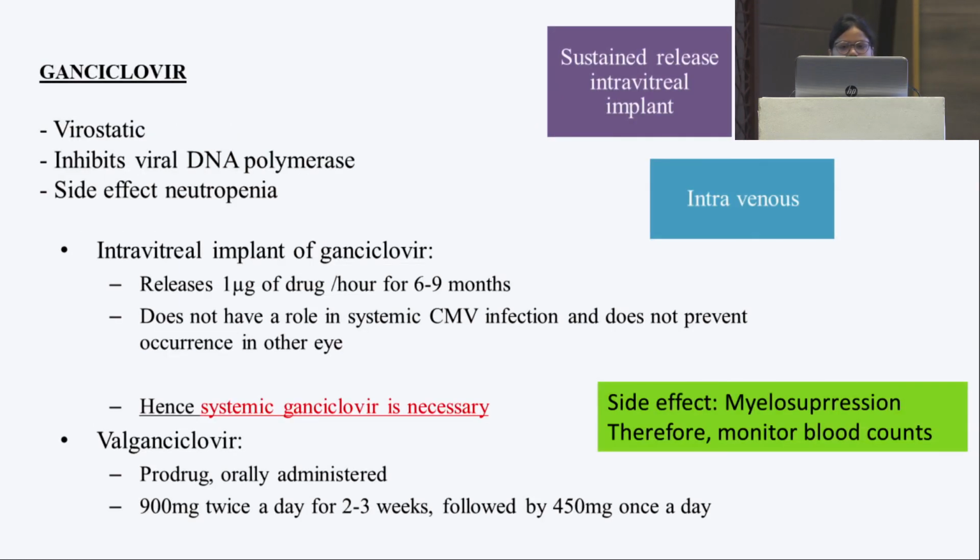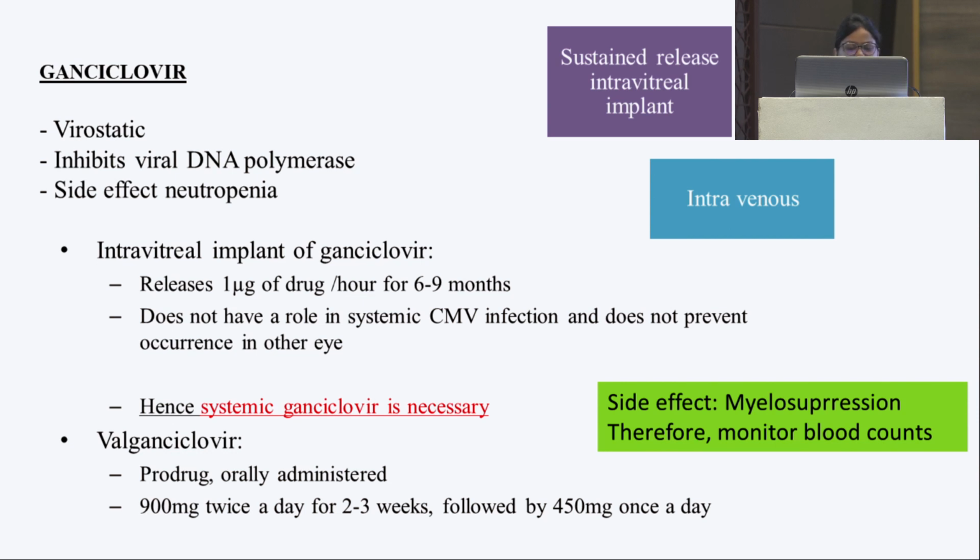Coming to the treatment, the drug of choice in CMV retinitis is ganciclovir, which is a virostatic drug. It inhibits the viral DNA polymerase. It can be given in the form of a sustained release intravitreal implant, or as an oral drug, or intravenously. The intravitreal implant of ganciclovir, also called Vitrasert, is available as a 4.5 milligram capsule. It releases the drug at the rate of 1 microgram per hour for 6 to 9 months.